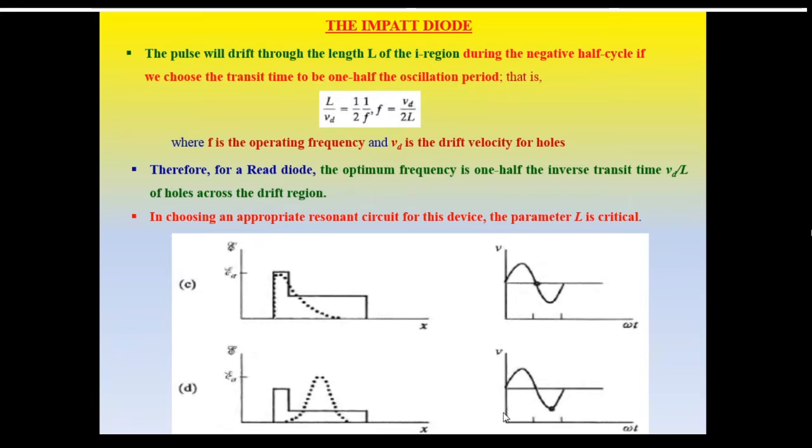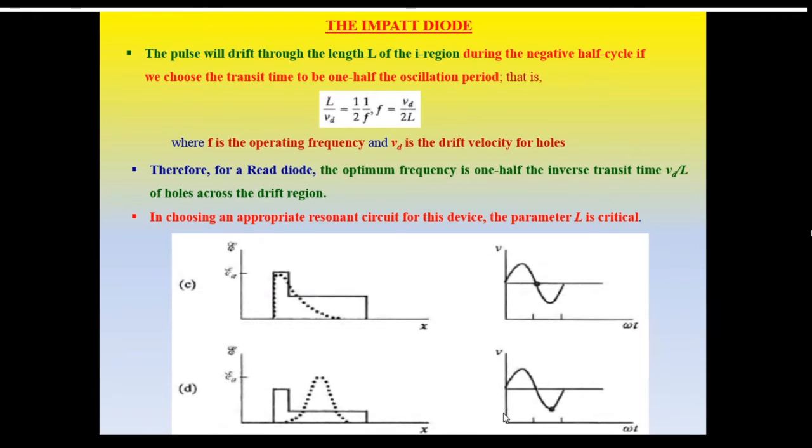Okay, in some books you will find this as the optimum frequency. So we have the drift velocity for holes, L is the length of the I region, and the frequency is the optimum or operating frequency of that diode. This is an example of the Read diode, named after the scientist. Okay, the optimum frequency is one half of the inverse transit time.